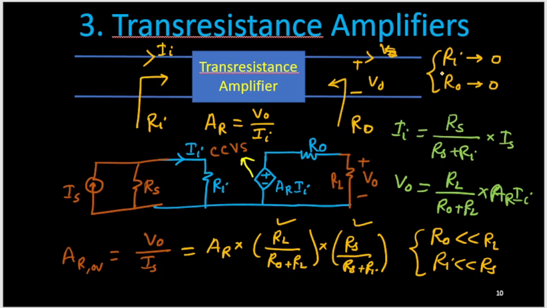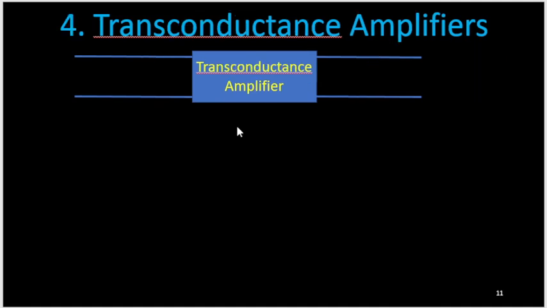Okay. Now the last one we are going to discuss is the transconductance amplifier. In a very similar way we can define it. First we are going to define the gain. The gain we'll call AG, transconductance. As it is a conductance, the numerator should be current and the denominator should be voltage. So the output should be current, this is I0, and the input should be voltage Vi. So the ratio will be I0 upon Vi.